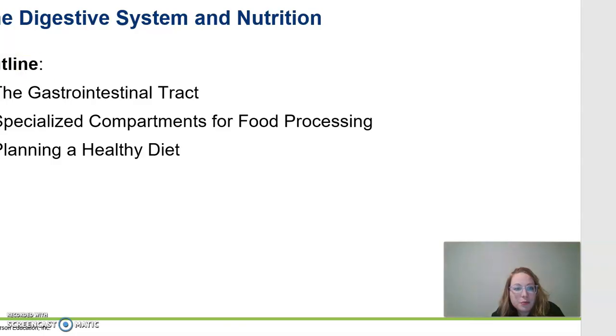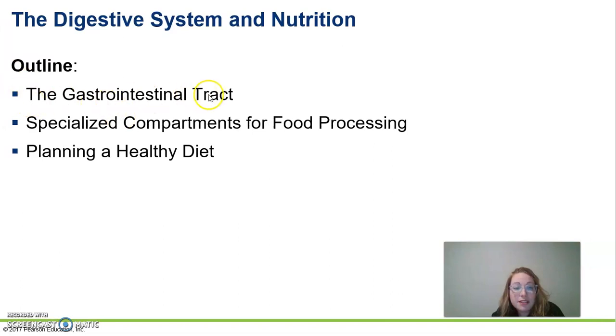So this chapter, we're going to hit the gastrointestinal tract. We'll look at the parts of the digestive system, the processes that occur here, and then we'll go through the specialized compartments for food processing, the organs one by one and how they help us do the processes of the digestive system. And then we'll look briefly at nutrition.